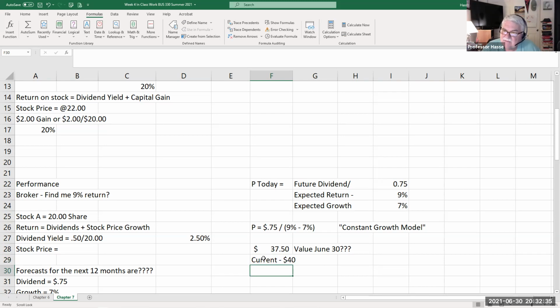Would I buy that stock? Would I buy that stock today at $40? And its true value based on the projections is $37.50. Would I buy that stock? Hell no. Why? It's only worth $37.50 today based on its future dividend payout and expected growth based on my expectations, and it's at $40. Why would I buy a stock that's worth $37.50 for $40? This stock is what you call overvalued.